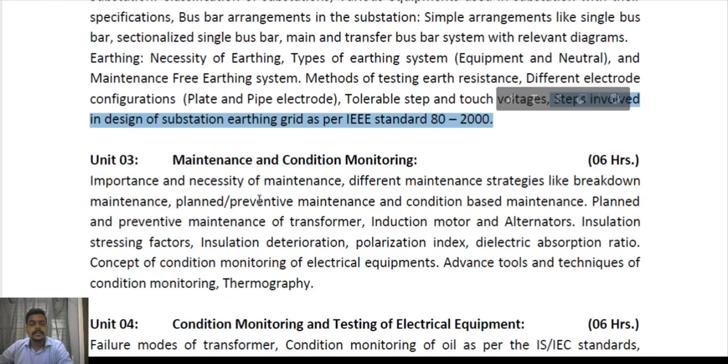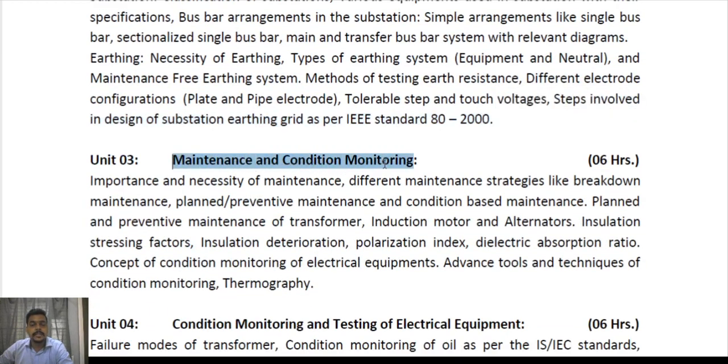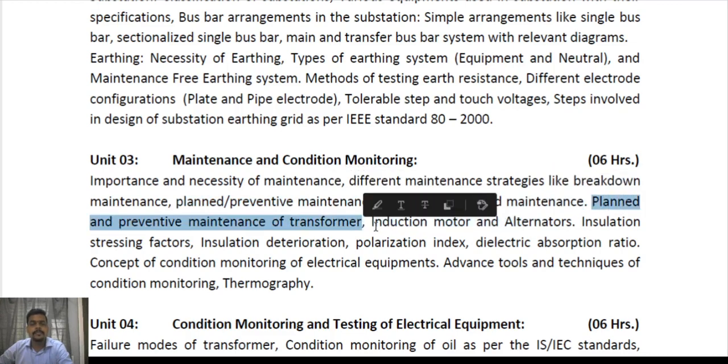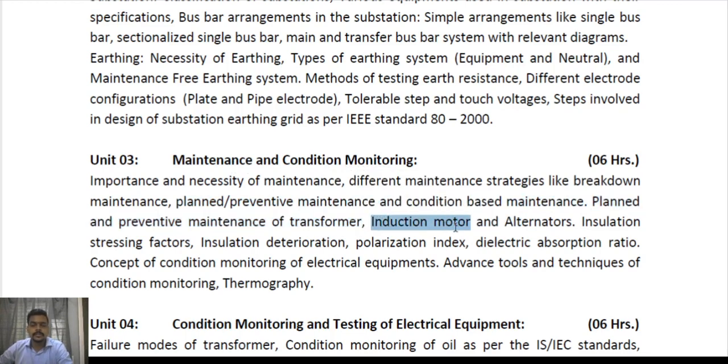The third unit is maintenance and condition monitoring. In this we will discuss the importance and necessity of maintenance, different maintenance strategies like breakdown maintenance, planned maintenance, which is also called preventive maintenance, condition based maintenance, planned and preventive maintenance of a transformer. So these are the applications of maintenance for transformer, induction motor and alternators. Insulation stressing factors, so these are the definitions along with the formulas.